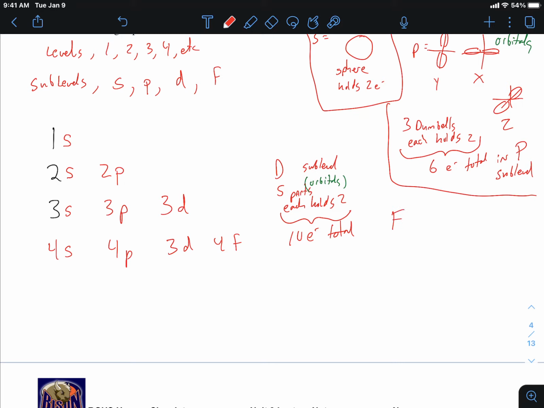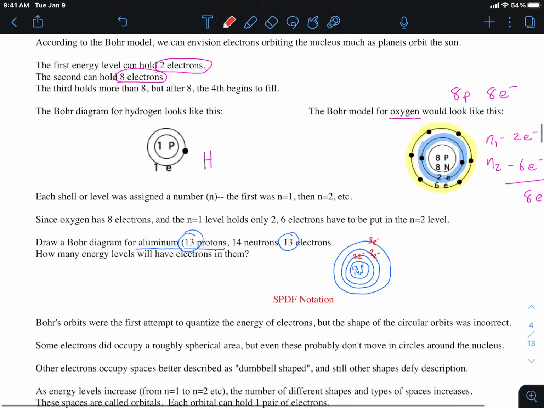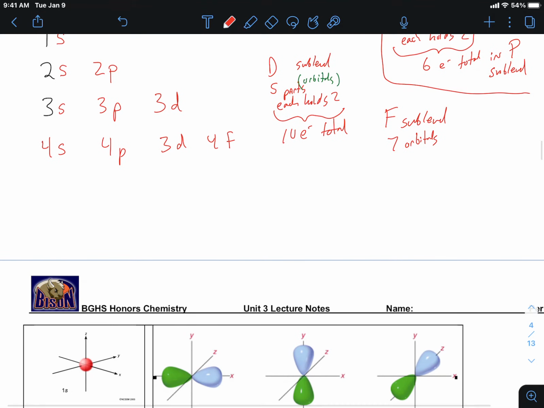The F sublevel contains 7 parts or 7 orbitals, right? And that makes for 14 electrons total, because 7 orbitals, each holding 2 electrons, is 14. Every orbital can only hold 2 electrons.